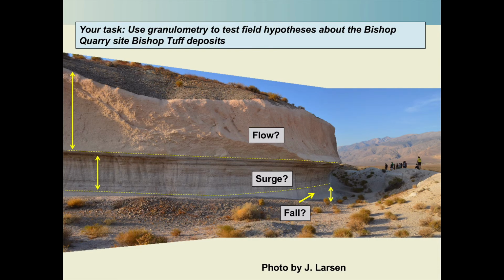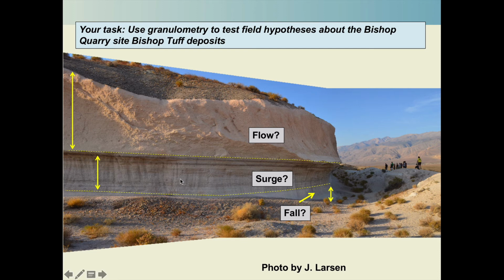All right, so for this problem set, your task is going to be to use granulometry to test field hypotheses about the Bishop Quarry Site Bishop Tuff deposits. The first hypothesis is the base of the outcrop, unit A, is represented by fall deposits. So these are Plinian fall deposits that came out before the pyroclastic flows flowed down the valley.